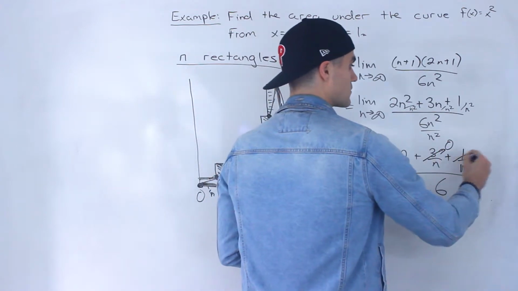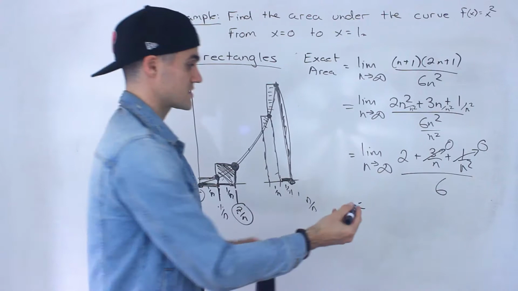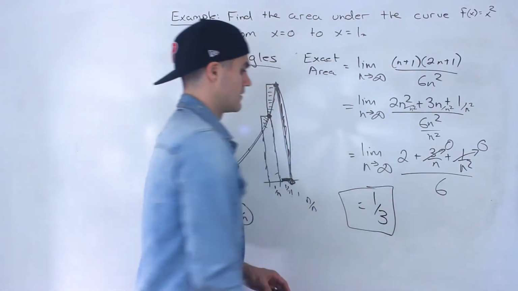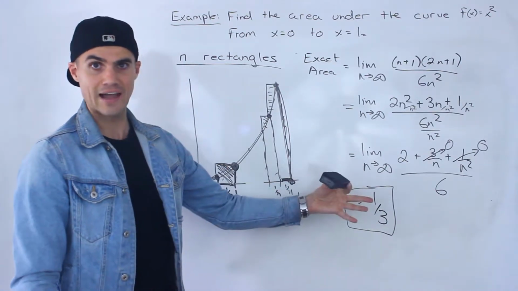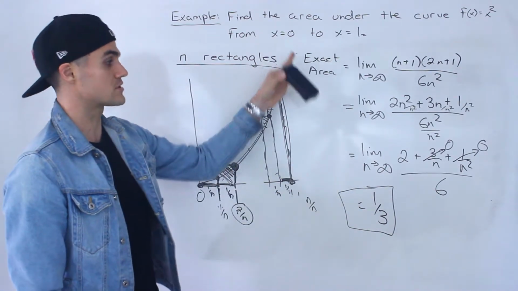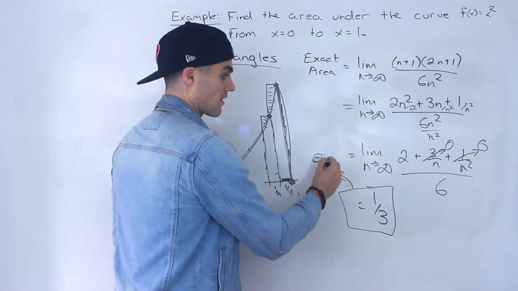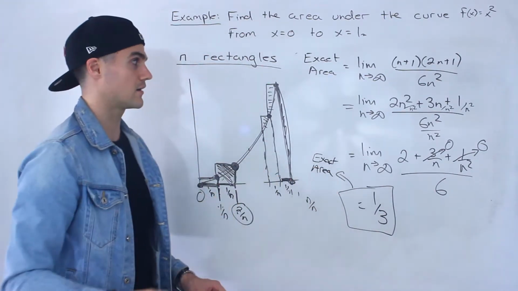Notice this is going to go to 0. This is going to go to 0. We're going to be left with 2 over 6, which gives us 1 over 3. All right, so that there is actually the answer to this question. That's actually the exact area. Not an approximation, but the exact area.